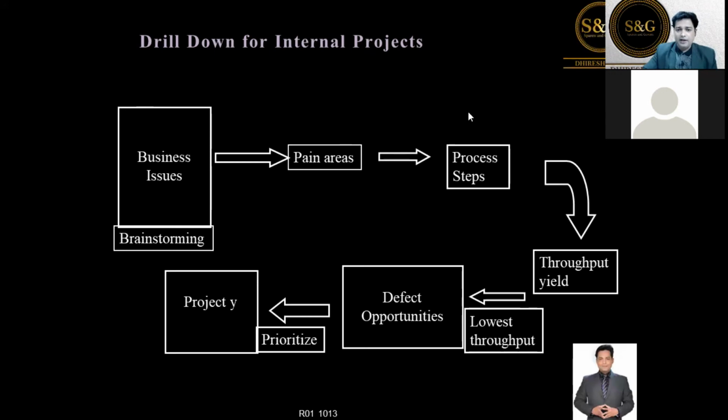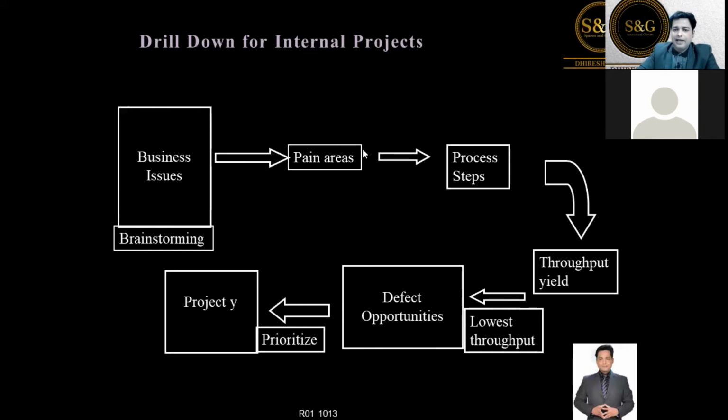So we identify the processes in which we have that pain. And for each and every process, we identify throughput yield. Let me explain what throughput yield is later. Once we identify throughput yield, the one with the lowest throughput, we go deep into it and identify defect opportunities. Then we apply the Pareto principle 80-20, which we have learned already, and then we prioritize our project. This is the long process of internal project identification. So let's understand this one by one. First you identify this.